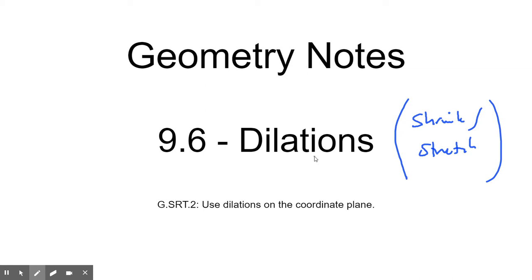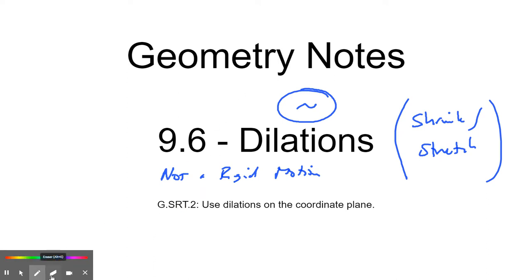And the idea behind a dilation is that it's not a rigid motion. Your figures are not going to be congruent. Dilations create similar figures. You're going to see that they look the same, the same shape, but one is shrunk and one is stretched, right? Okay, so be aware of that, and we're using our similarity from chapter 7 in today's dilation talk.